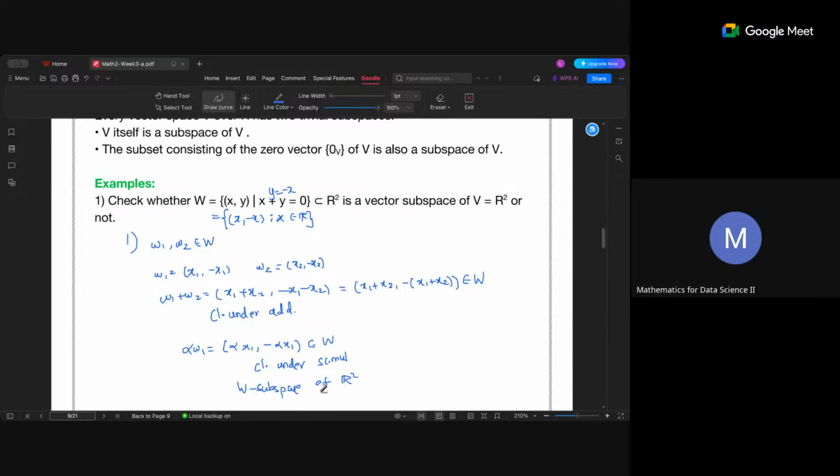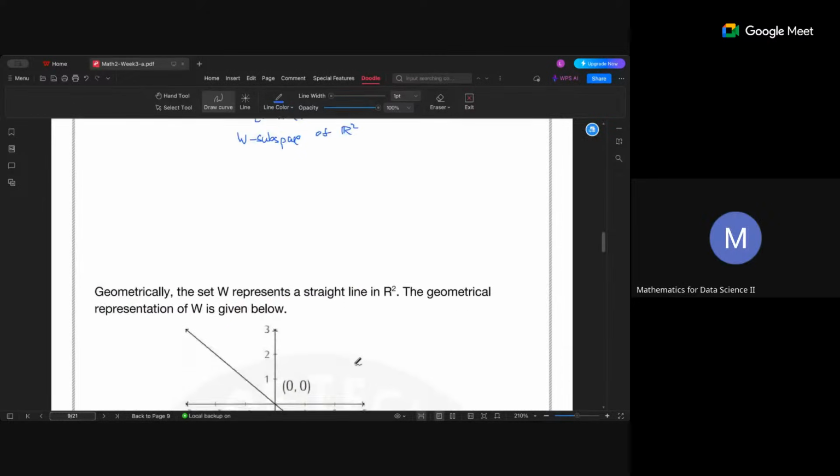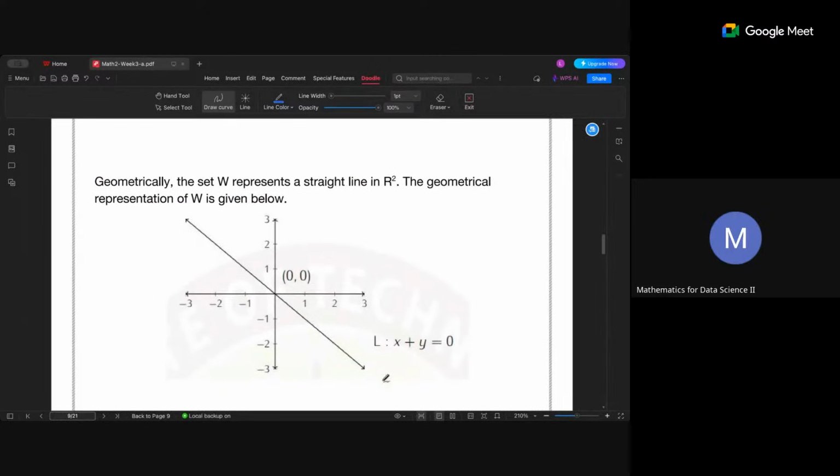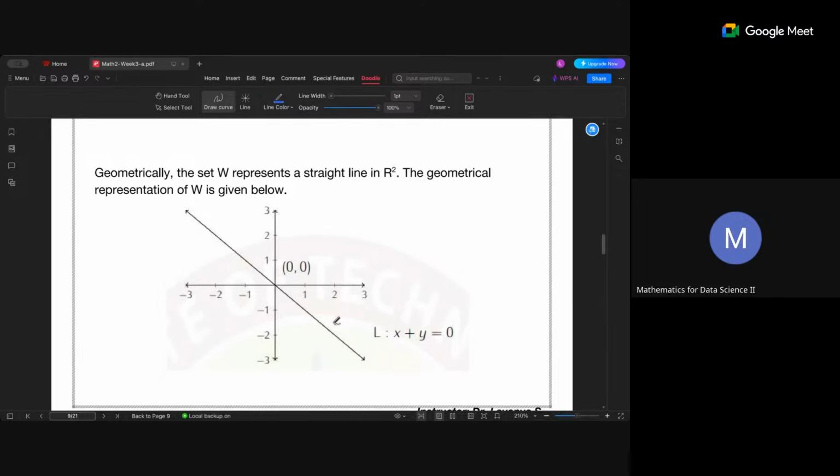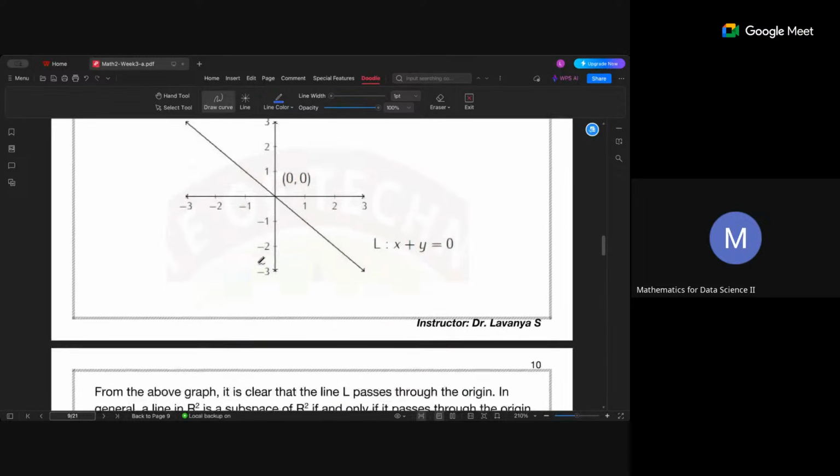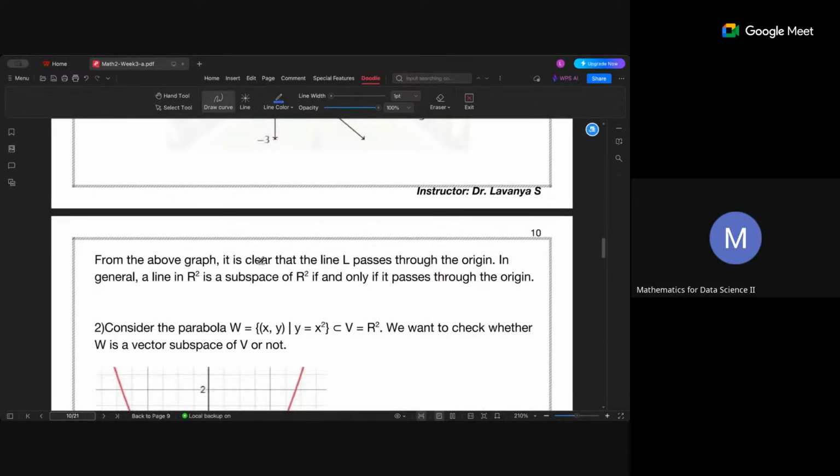Okay, is this fine? This verification process of how W is a subspace, you all understood, right? Yes, ma'am. Okay, so this is the geometrical representation of the above set. Why is this geometrical representation given here? Because there is something important we need to observe. From the above graph, it is clear that the line L passes through the origin. In general, a line in R2 is a subspace of R2 if and only if it passes through the origin.